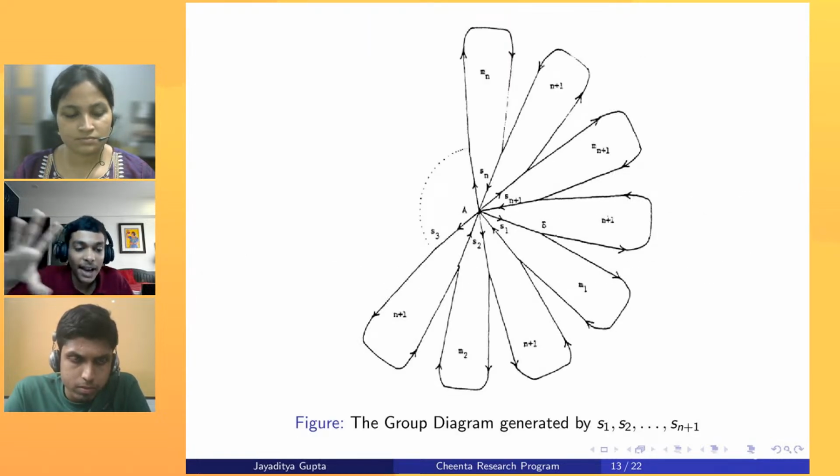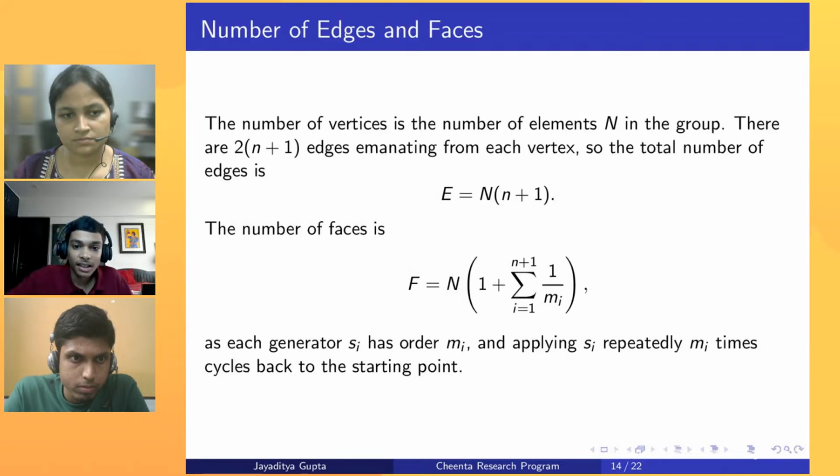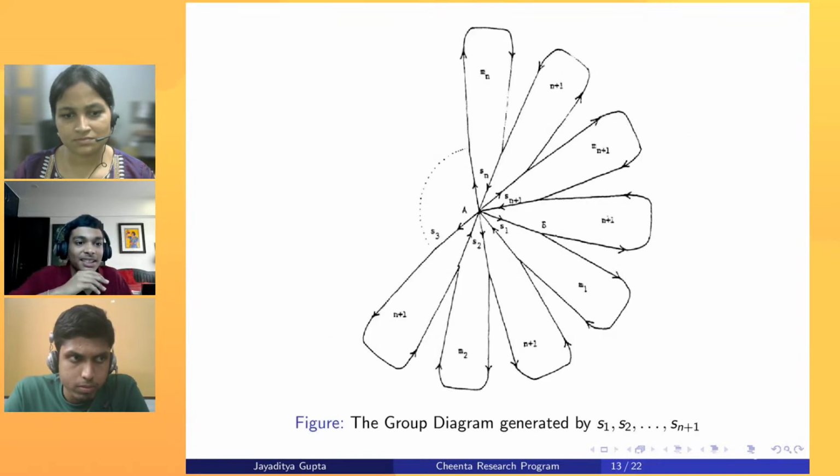Now, the mi-sided polygon is obtained from the relation Si raised to mi is equal to 1. That is why we have an M1-sided polygon, M2-sided polygon, M3-sided polygon, and so on. The reason we have an (n+1)-sided polygon is because of the relation that the product of the generators is 1.